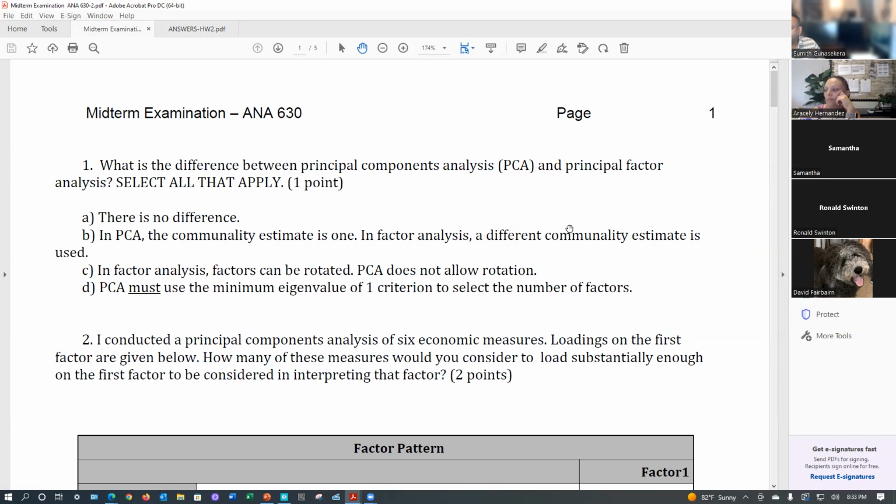In both cases rotation can be done, we know that. There's nothing there, no difference. There is a difference. PCA must use the minimum eigenvalue of one criterion to select the number of factors. Minimum? No, there's no such thing. So when you narrow it down, we are left over with this one. So is that true? You saw this one at a certain point. Can you remember?